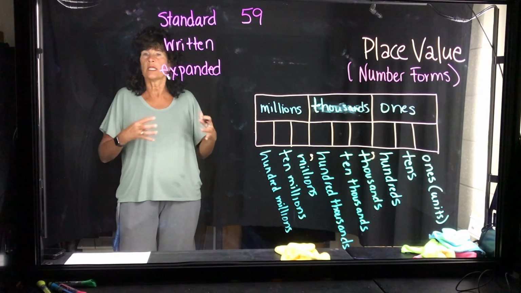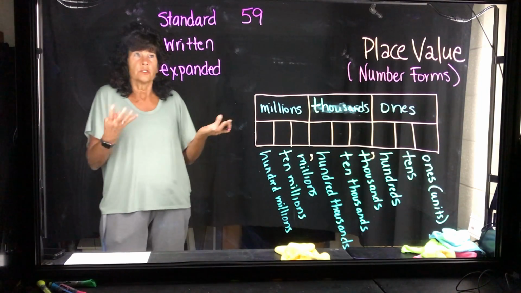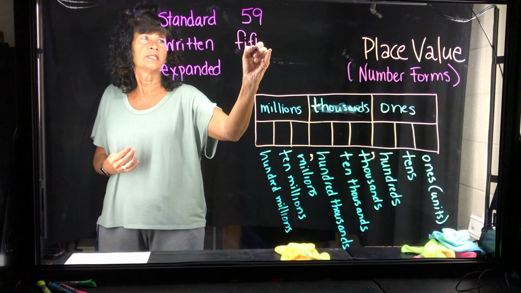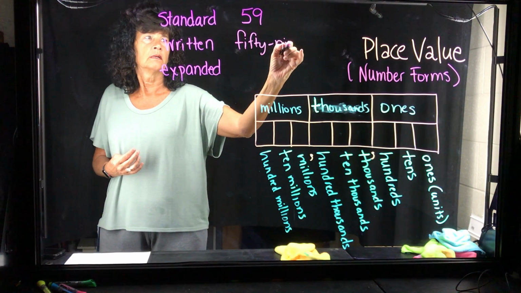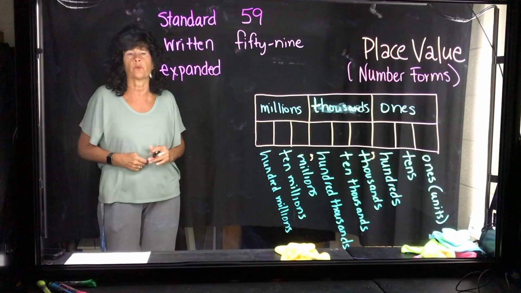If we were to write it in written form, we're going to write it in words, right? So if I had the number 59, I would write fifty-nine. Okay, so written form is just writing it with words.